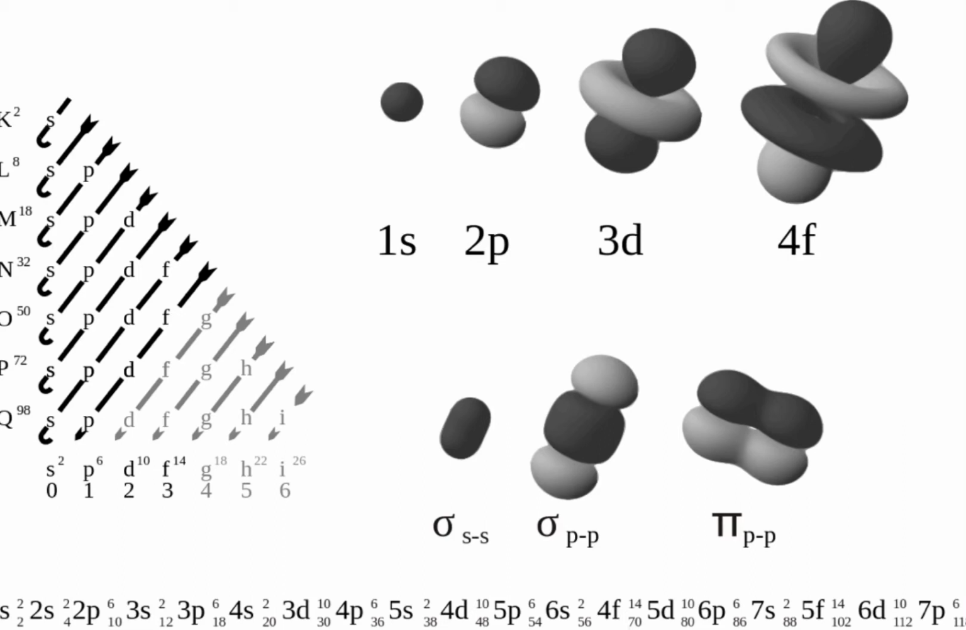On the periodic table, hydrogen and helium are the only 2 elements in the first row. This is because they are the sole elements to have electrons only in their first shell, the 1s orbital.